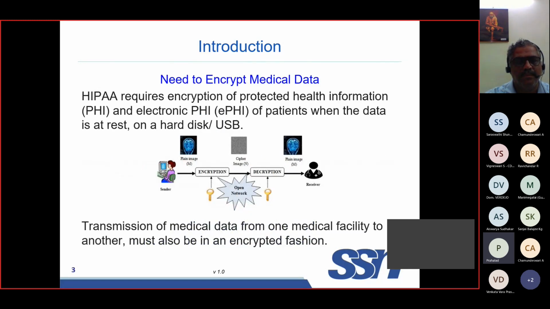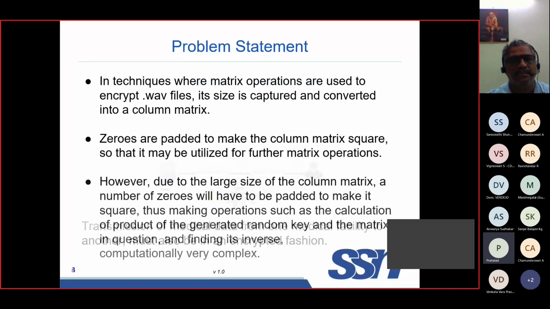HIPAA, as I mentioned, requires the encryption of protected health information, either when it's in printed format as well as in its electronic form on a hard disk or a USB. And even when medical data is transmitted from one medical facility to another, it has to be in an encrypted fashion. Our problem today deals with encrypting ECG waveforms.